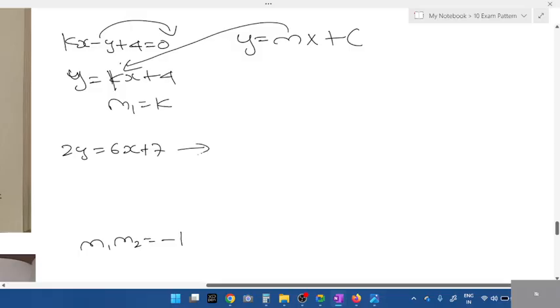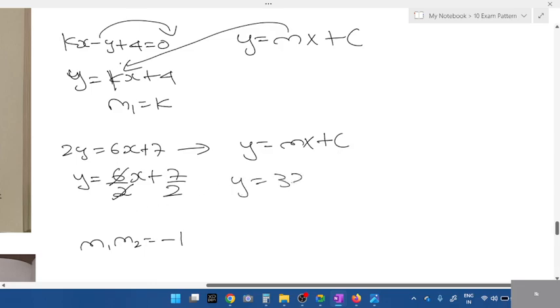Next, convert this. Same like y is equals to mx plus c. It is already converted, but before y, do we have any values? Any number? No. Divided by 2 plus, bring the 2 and divide it here. If you reduce, what do we get? 3x plus 7 by 2. In this, what is m value? Let me take it as m2. m2 is 3. Just substitute here.